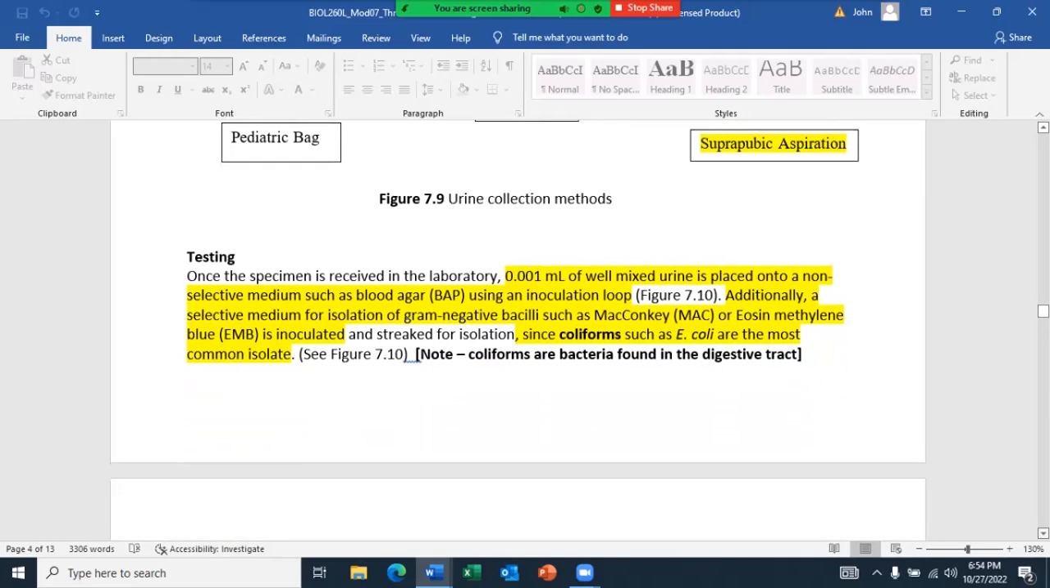Once the urine is obtained by the lab, you then put 0.001 milliliters, that's 1/1000th of a milliliter of urine, on a blood agar plate. We have a special inoculating loop that measures exactly 0.001 milliliters, or 1/1000th of a milliliter. That's actually 1 microliter.